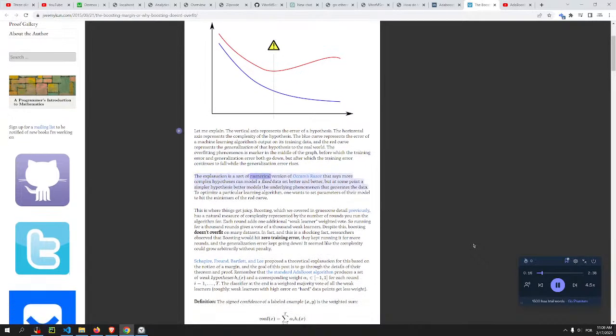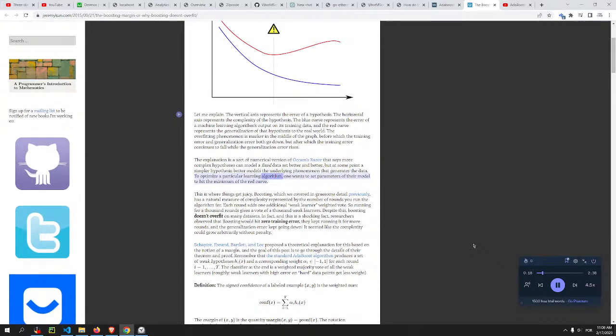The explanation is a sort of numerical version of Occam's razor that says more complex hypotheses can model a fixed data set better and better, but at some point a simpler hypothesis better models the underlying phenomenon that generates the data. To optimize a particular learning algorithm, one wants to set parameters of their model to hit the minimum of the red curve. This is where things get juicy.